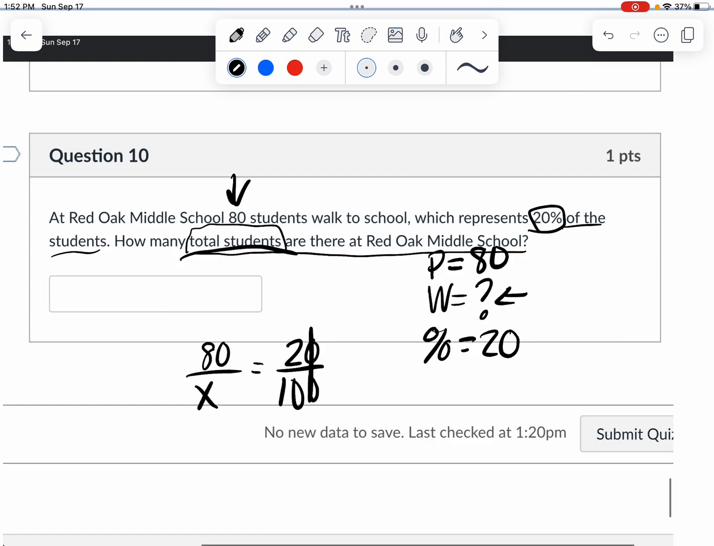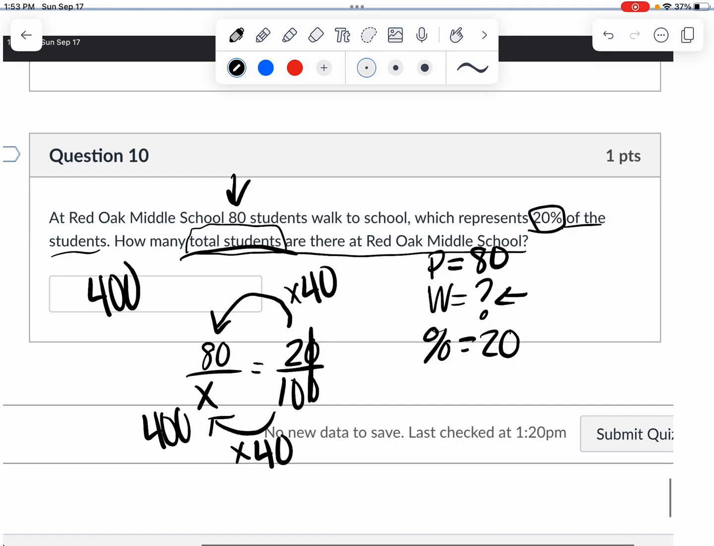Now I'm just going to cancel these zeros out, which it wouldn't matter. So what do I multiply by 2 to get 80? Well, 40, because if I double 40, I get 80. So times 40. And then I'm going to have 10 times 40, because what I do to the top, I do to the bottom, times 40. And my answer is 400. So there are 400 total students at Red Oak Middle School.